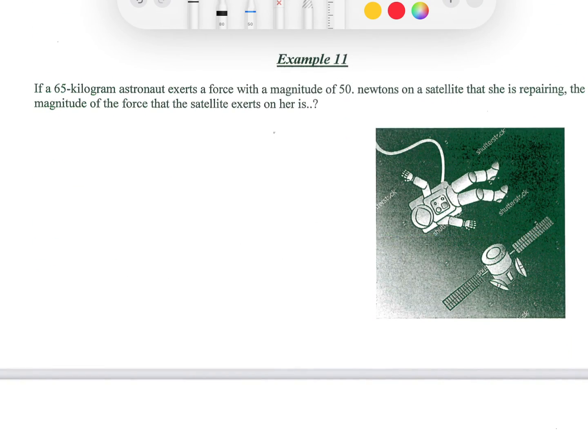All right, let's take a look at another example. If a 65 kilogram astronaut exerts a force with a magnitude of 50 newtons on a satellite that she is repairing, the magnitude of the force that the satellite exerts on her is going to be equal to, let's take a look at this. We have the force of the satellite on the astronaut. It's going to be equal to the negative of the force of the astronaut on the satellite, which we saw before is 50 newtons. So this is going to be equal to negative 50 newtons. That's all there is to it.